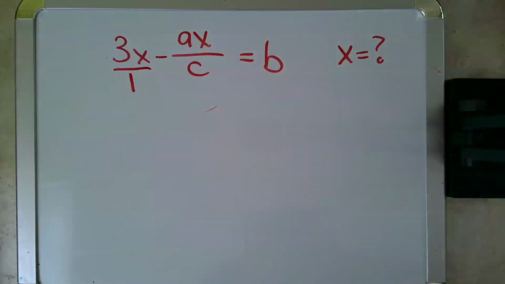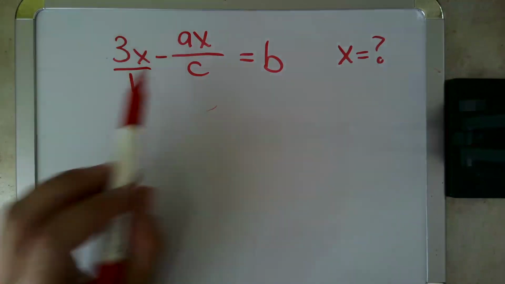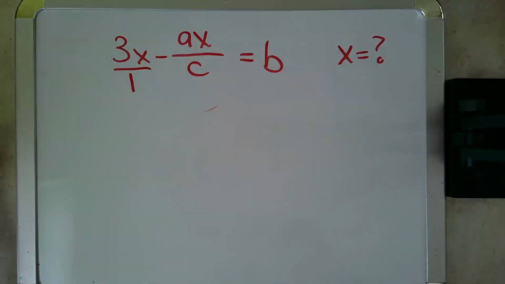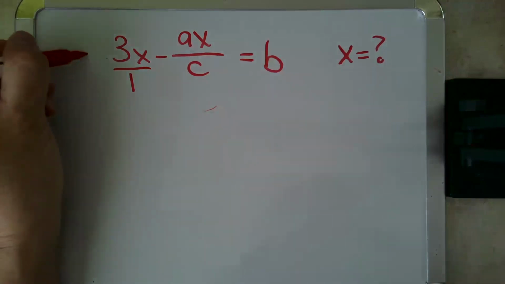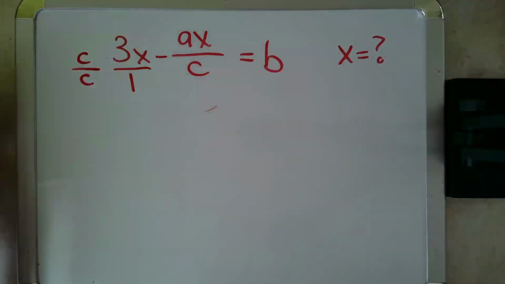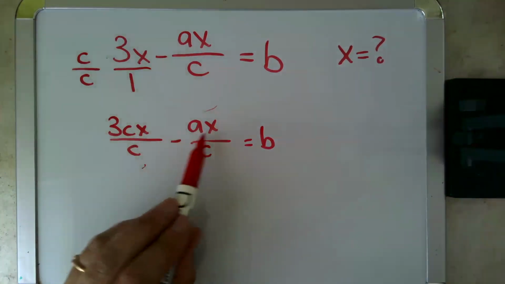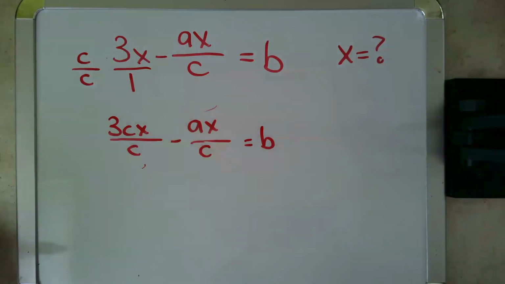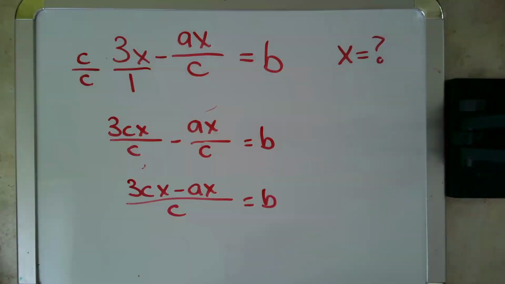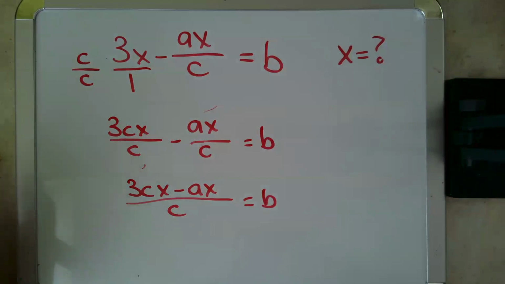All right, so if this is 3x over 1, and I need to get these over the same denominator, that denominator would be c. So I'm going to multiply top and bottom of this by c. So that gives me 3cx over c minus ax over c. Now I can do this subtraction, put it all over one denominator. And the reason I did this is now I can start to move things.